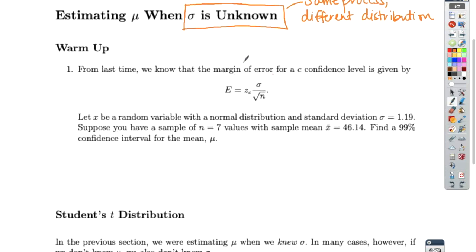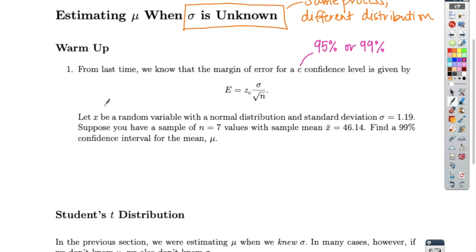From last time, we know that the margin of error for a C confidence level, and remember, usually the C is either 95% or 99%, but there's actually several other confidence levels that we can use, is given by E for error equals Z sub C, which is called our critical value, times sigma, the standard deviation, over the square root of n. So there's this formula that we'll be using to find the error.